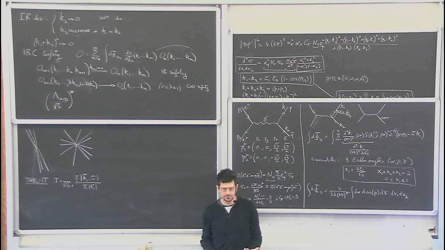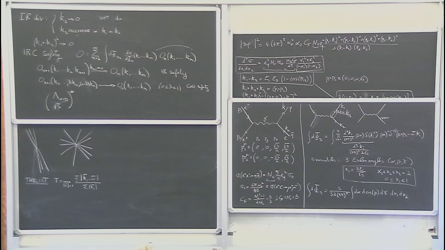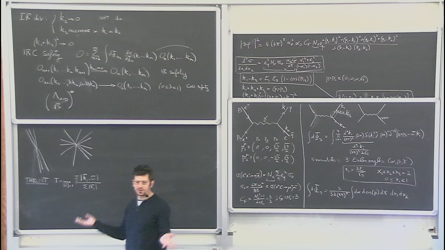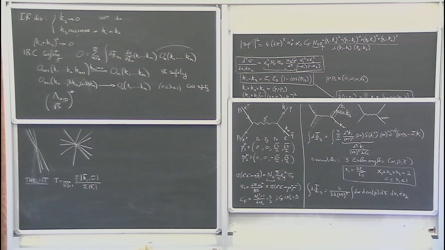Is that infrared and collinear safe? The answer better be yes, otherwise I just shoot myself in the foot. So what happens if you want to test infrared and collinear safety? Go back to the definition, test infrared safety. You add a soft particle to that event. That means I have a list of particles in my event, and I'm adding an infinitely soft one, a particle with infinitesimally small momentum. What happens to the numerator here?